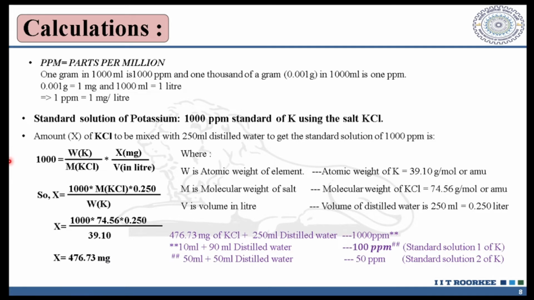So the amount of potassium chloride to be mixed with 250 ml distilled water to get the standard solution of 1000 ppm is 476.73 milligram. And in order to prepare 100 ppm standard solution of potassium, we have to take 10 ml of solution from 1000 ppm solution and mix it with 90 ml distilled water. And finally, for the preparation of 50 ppm standard solution of potassium, we have to take 50 ml solution from 100 ppm solution and mix it with 50 ml distilled water. So this is how you will prepare two standard solutions of potassium.